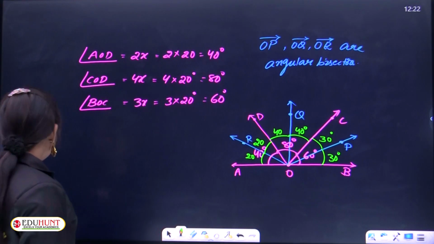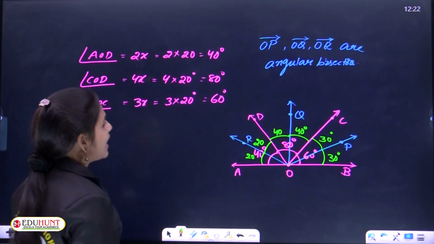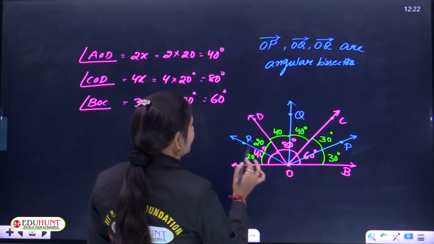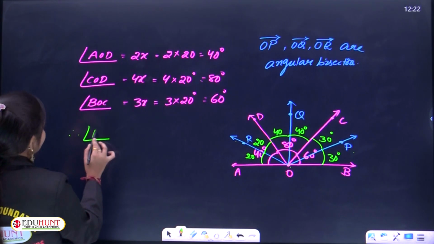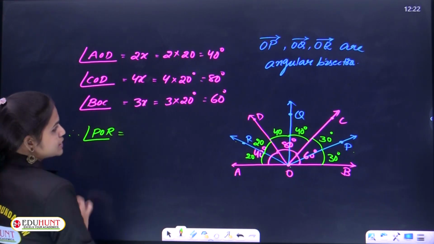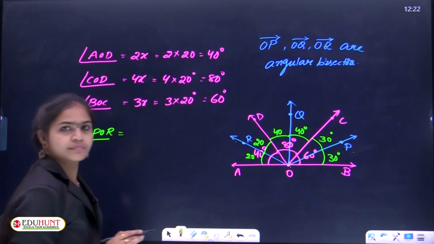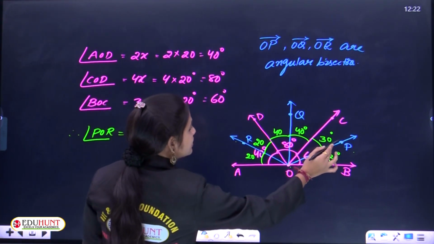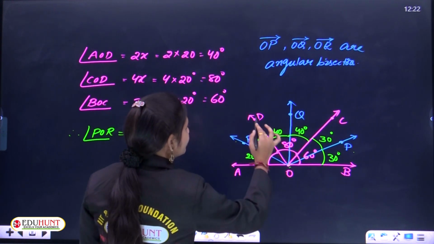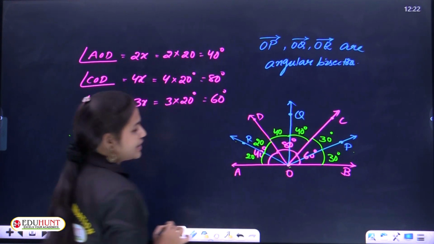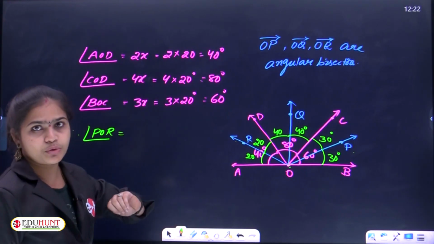Okay. Now what are they asking? They're asking for angle POR. Now angle POR is equal to... here, how many angles are there? See that: POC plus COQ plus QOD plus DOR. These are the angles there. We just have to add all these angles.